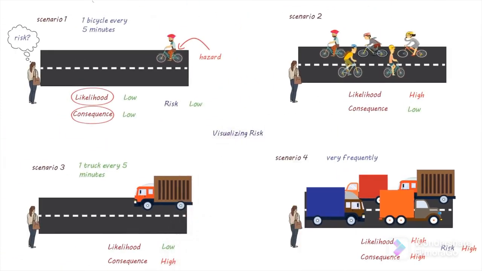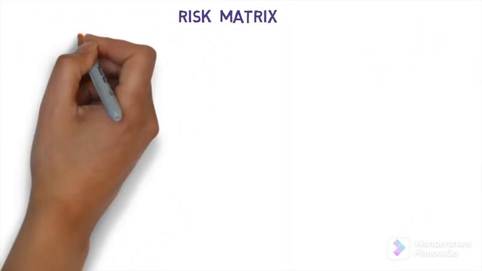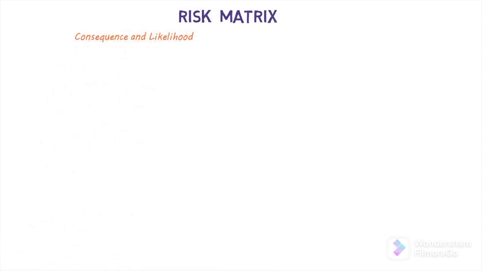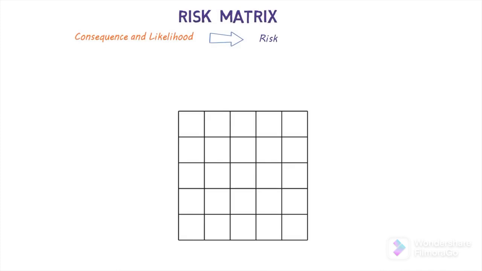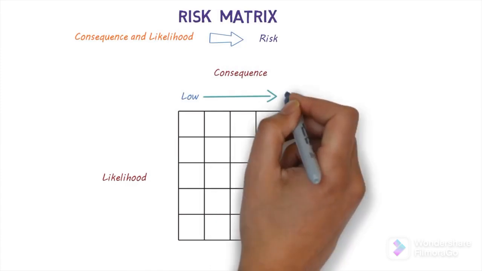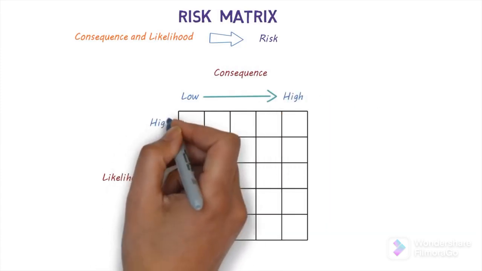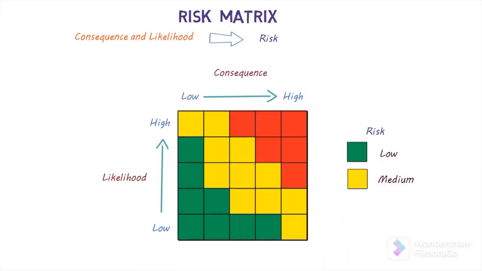A simple way of visualizing this and figuring out the overall level of risk is by using a risk matrix. In a risk matrix, information about consequence and likelihood can be used to determine the overall level of risk. Let's have a look at a simple risk matrix. A risk matrix is basically a table or grid with a measure of likelihood on one side and consequence on the other, graded from low to high. The combination of the two, which is the overall level of risk, can be categorized as low, medium, or high, and color-coded. So let's get back to our example.